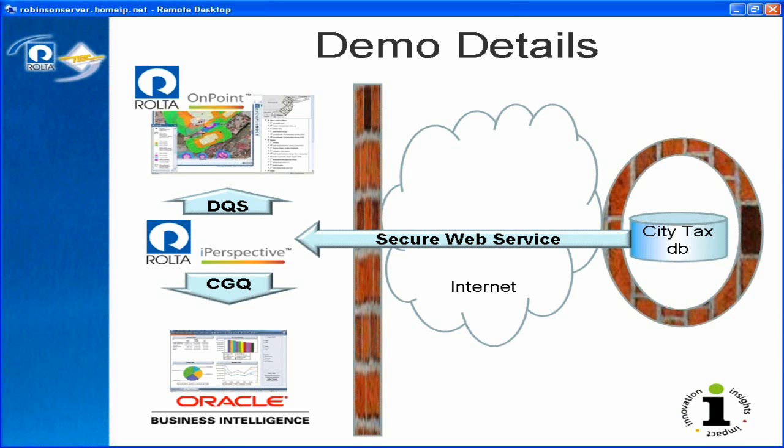We don't want to give them direct access to the database, and we also don't want to dump the data out to them. So in this example, we're going to use iPerspective to create web services that the city will use to publish access to their database through a secure web application. The consumer, being the land developer, will then consume that data using iPerspective's CGQ components and mash that data into a geospatial application and allow the Oracle Business Intelligence to display graphing analytics with that mashed up data.